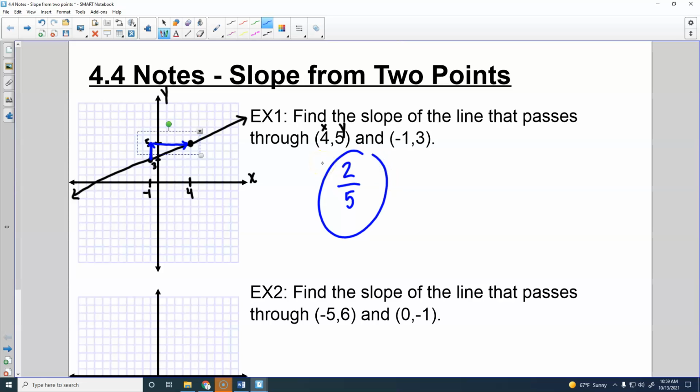Okay, so I want you to do that for the next, all of the ones that have graphs there. So do this for all of the ones that have graphs.